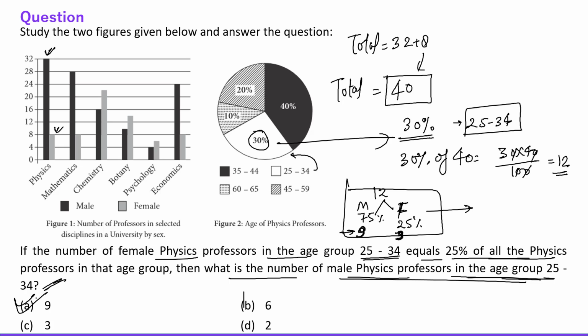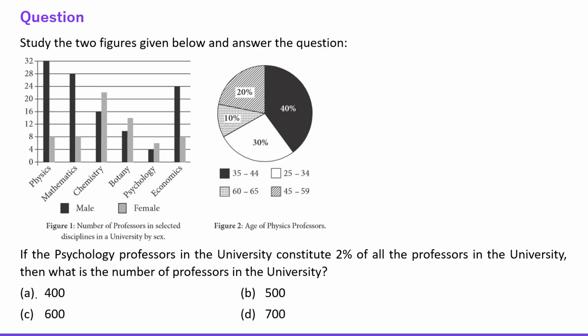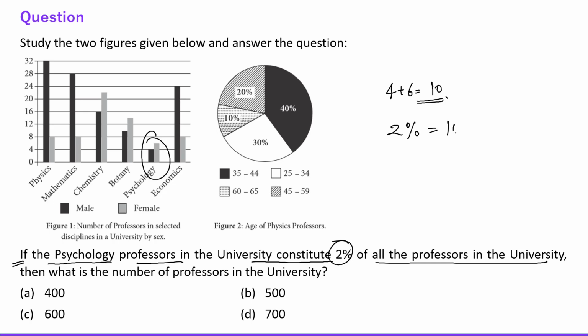Okay, now let's move to the next question. Next question says, if the psychology professors in the university contain 2% of all the professors in the university. See everyone, psychology professors are how many? They are 10, 4 plus 6. For psychology, there are 10 professors, and this is given as 2% of the total professors. So 2% is equal to 10, then 1% is equal to what? 5. Then 100% is equal to what? 500, right? So if 2% is equal to 10, then 100% is equal to 500.